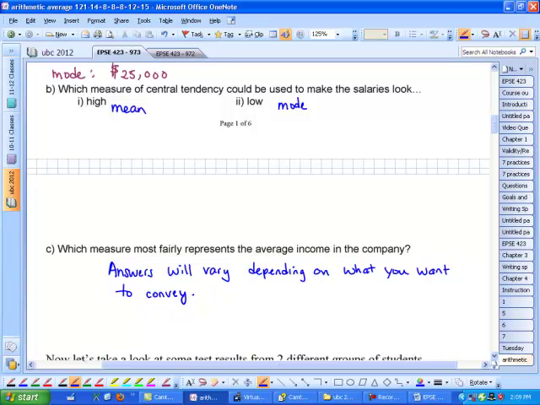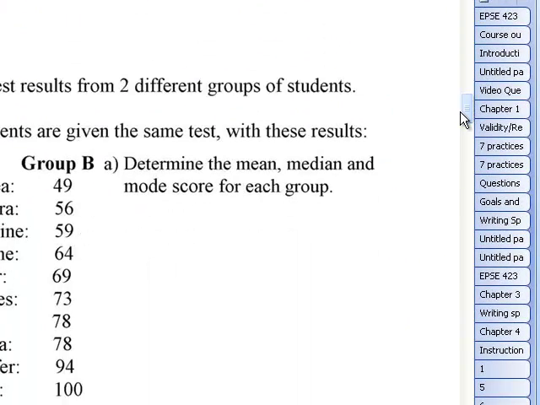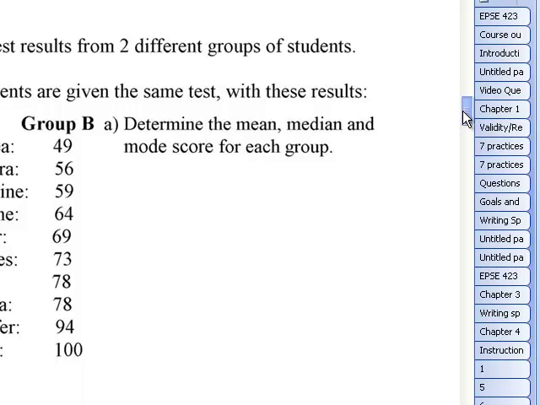Now, I'd like us to take a look at some test results from 2 different groups of students. Let's pretend these are 2 different groups of students. They have 10 each. Group A, my maybe great class. Group B, my not so great class. We'll figure it out. But 2 different groups of 10 students are given the same test, and here are their results. I guess these are percentages. Brian 67%, so on and so forth. I'd like you all now to please determine the mean, median, and mode score for each of these groups. So go ahead, please, and try this.